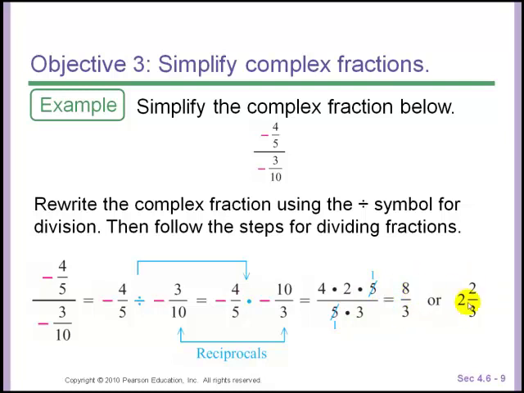Both 8/3 and 2 2/3 are simplified. I would accept either as a final answer. So 8/3 is just as acceptable as 2 2/3. When you are working with MyMathLab, if the answer says that it needs to be an integer or a fraction, you must enter the improper fraction. If you enter the mixed number, MathXL will mark you wrong because it is not a fraction, it's a mixed number.